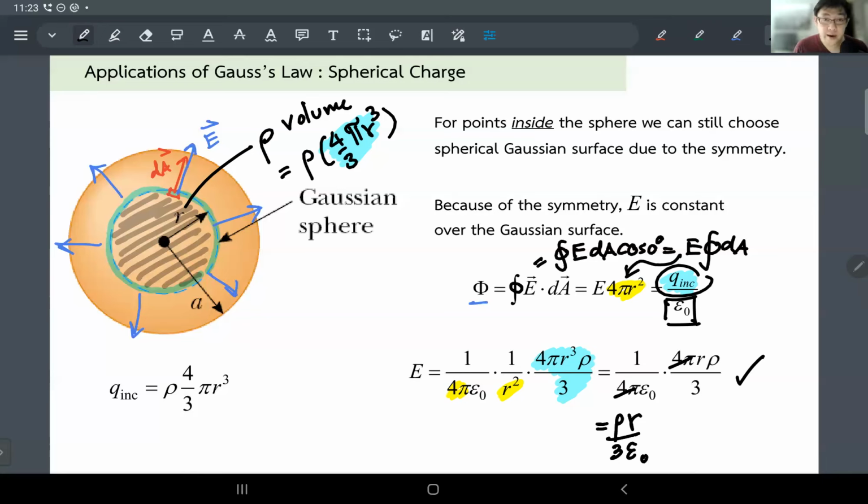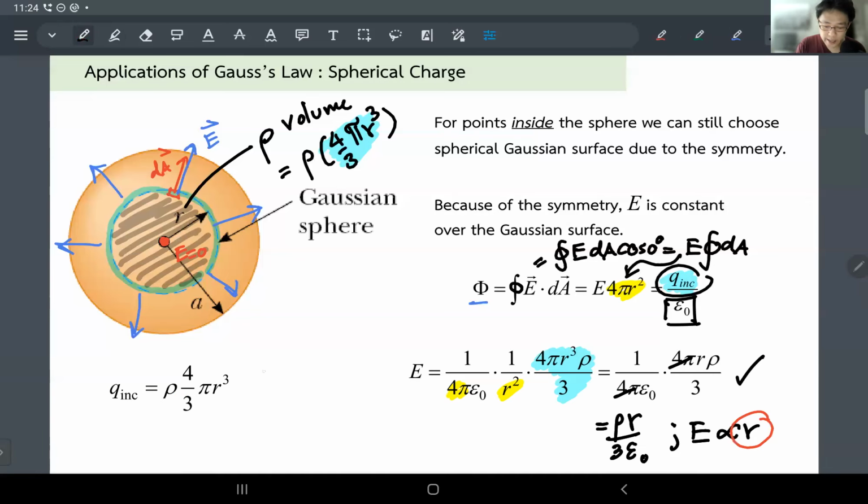Okay, so what do you see here? Now, the electric field inside the ball depends linearly on the radius, which makes sense because if you're standing right at the center of the ball, you should have 0 electric field. It's symmetric everywhere, so the electric fields eventually cancel themselves out, so you won't get any net electric field at the center. But when you walk away from it, it's going to get bigger linearly.